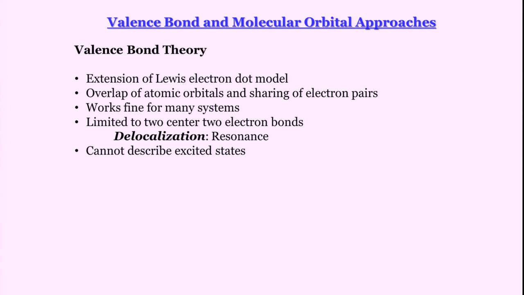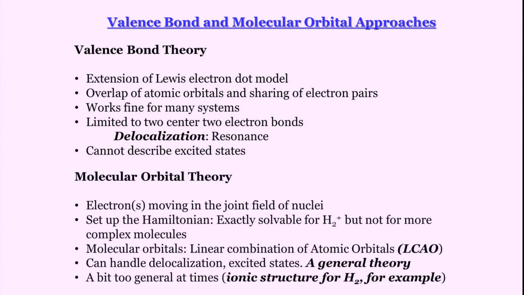In valence bond theory, we essentially extend the Lewis electron dot model and we retain this concept of overlap of atomic orbitals and sharing of electron pairs. It is just that we write it in the language of quantum mechanics, and it really works fine for many systems. What it cannot handle is delocalization, and it gives us very limited access to excited states. I mean, it can talk about singlet and triplet states of dihydrogen, for example, but there are many states that are not accessible. As we will see, molecular orbital theory can give us access to many more things.